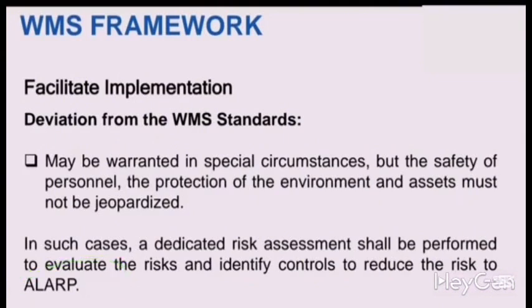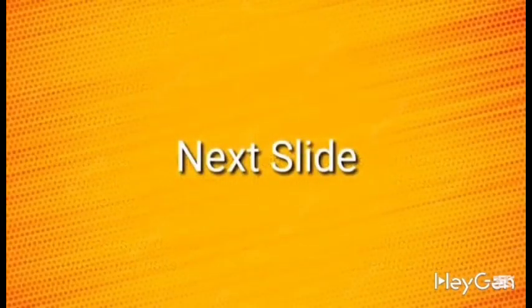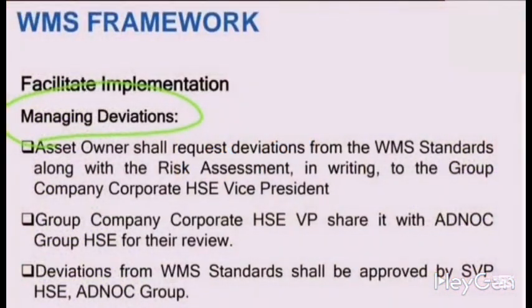So what it means is that if we have to do any work which is not clear in the WMS framework, then for that we will have to conduct the dynamic risk assessment. And only after considering all its factors, we will be able to start that work. If we have to make any deviation from the WMS framework, then how will we manage that?